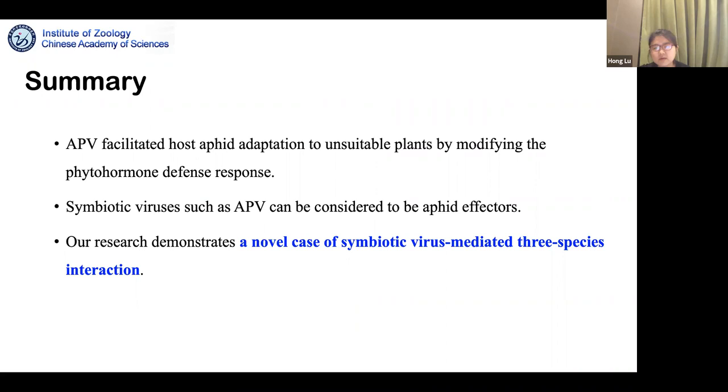We summarized that APV can be considered to be an aphid effector. It can facilitate host aphid adaptation to low fitness host plants by modifying the plant hormone defense response. Our research demonstrates a novel case of symbiotic virus-mediated three-species interaction.